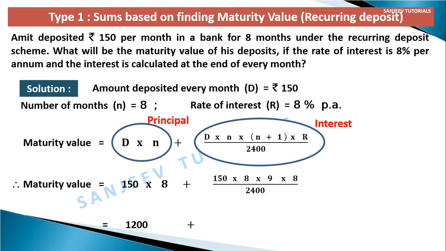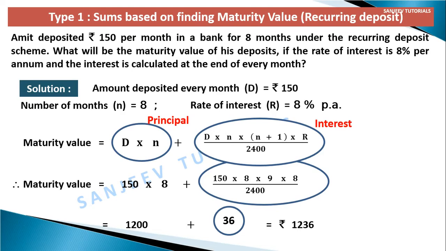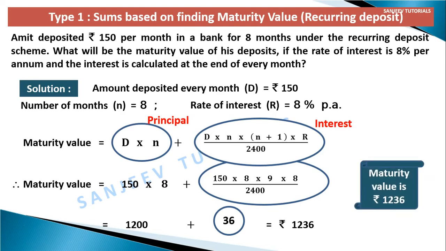150 into 8 is 1200, and the interest part on simplification gives me 36 rupees. So the total money that was deposited by this person in the bank was rupees 1200, and he got 36 rupees as interest from the bank. So maturity value is rupees 1236, and this is our final answer.